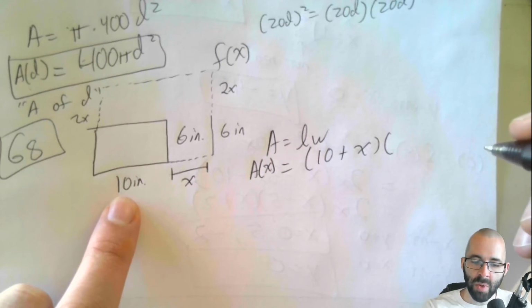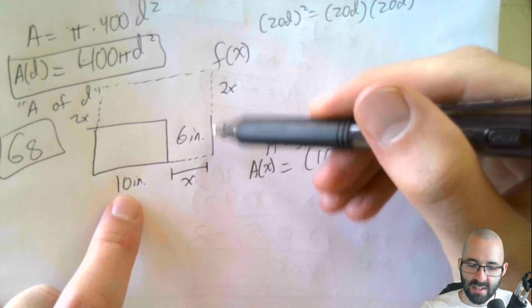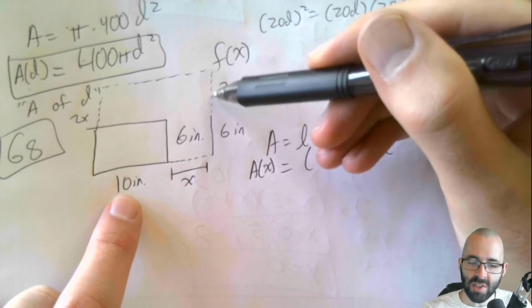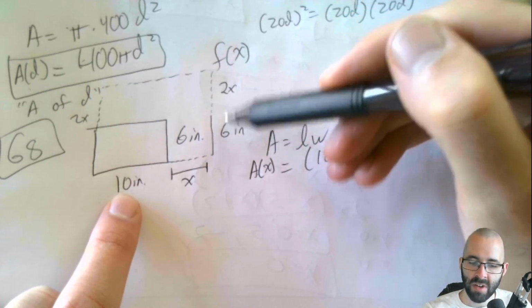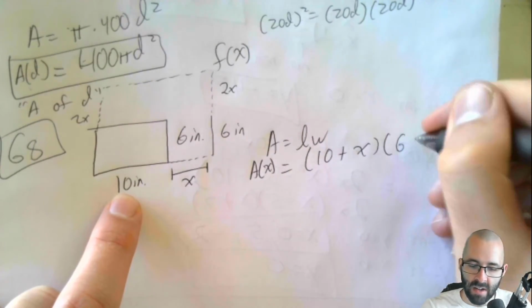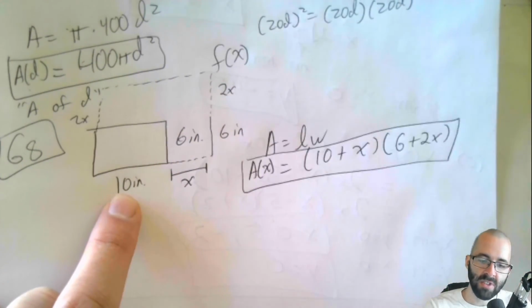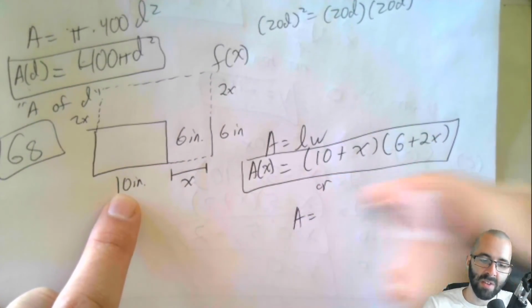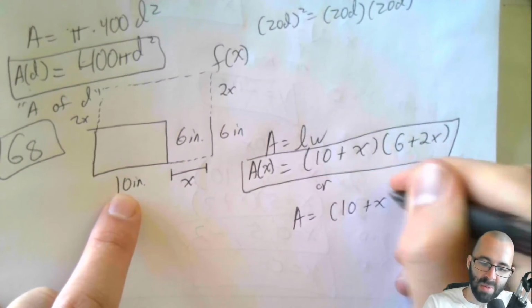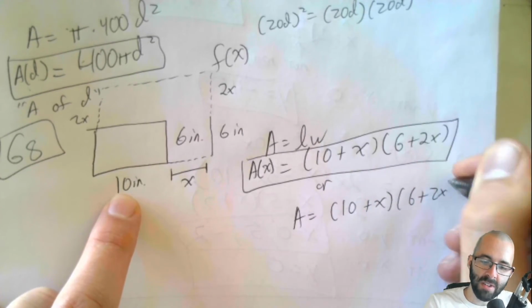We have to multiply by the width. The width used to be just 6, but we are adding 2x to the width. So now it's those things added together. 6 plus 2x, like so. That's our area function. And again, I will accept this as well. If you just want to write A equal to 10 plus x times 6 plus 2x, that's fine too.